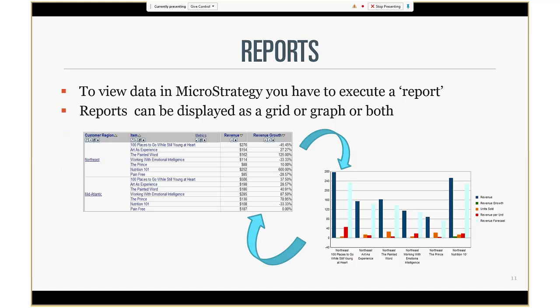Reports. So to view any kind of data in MicroStrategy, you have to execute a report. Report is nothing but data that is displayed in rows and columns. Reports can be displayed as a grid or graph or both. So you can see in the screenshot over here, there is a specific report which is speaking about revenue and revenue growth for some specific items for some specific customer regions. This is a grid report, this is a graph report, and you can interchange, you can view the grid as a graph or vice versa.